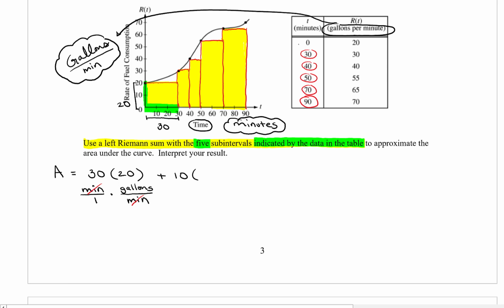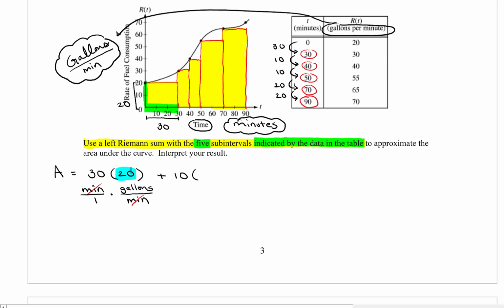All right, now we're going to put plus. The next one's going to be 10 times. I'm just going to go ahead and find the difference to each one of these t's over here on the table. So if I subtract 0 from 30, I get 30. If I subtract 30 from 40, I get 10. If I subtract 40 from 50, I get 10. And if I subtract 50 from 70, I get 20. And 70 taken away from 90 is 20.